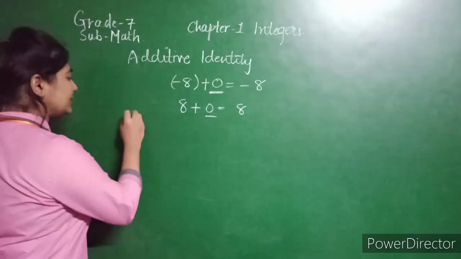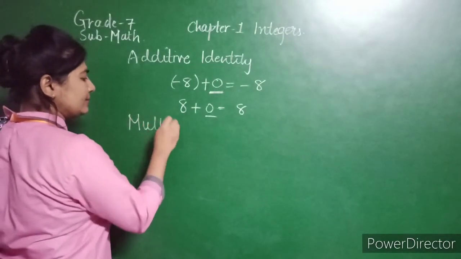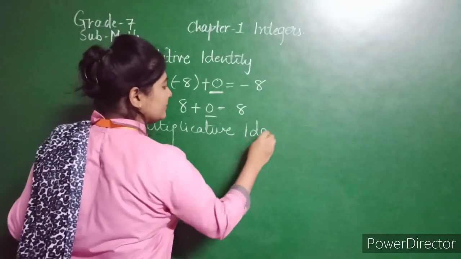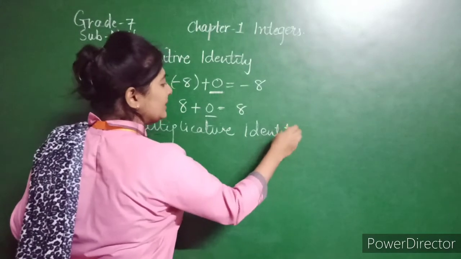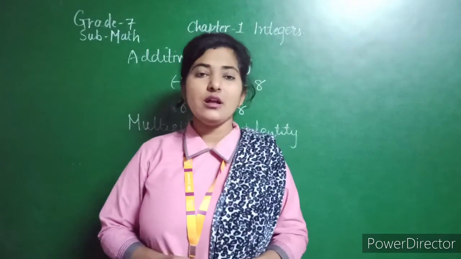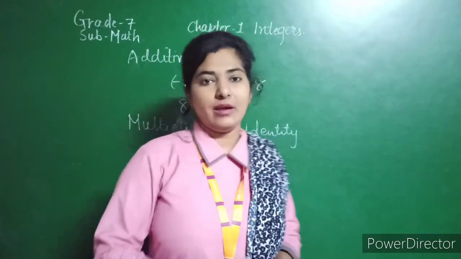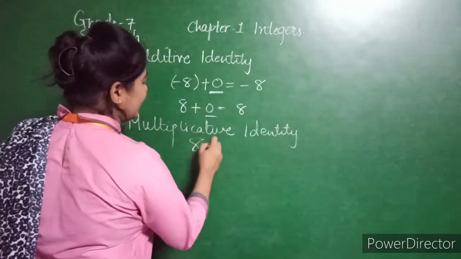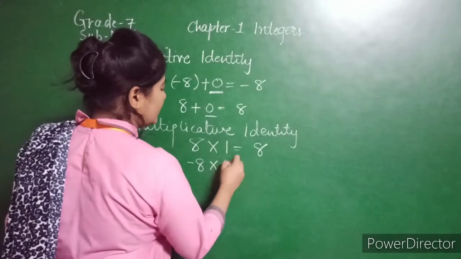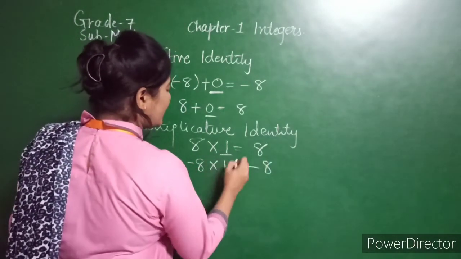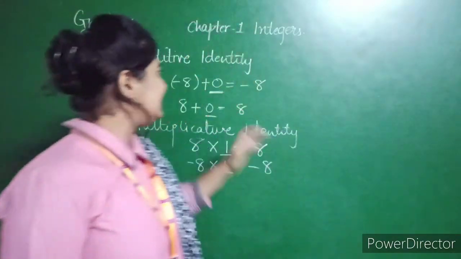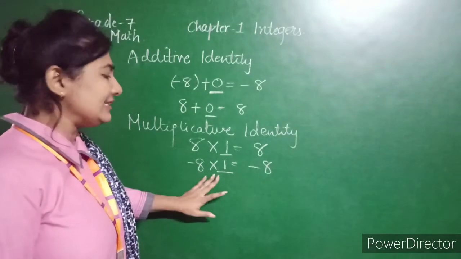Now the next topic is multiplicative identity. Multiplicative identity means when you multiply any whole number with 1, you get the same number. When you multiply 8 with 1, you get 8. When you multiply -8 with 1, you get -8. So here 1 represents the multiplicative identity. So additive identity is 0 and multiplicative identity is 1.